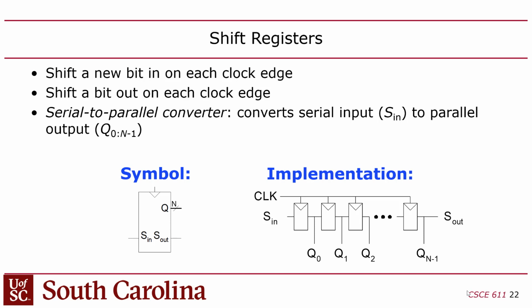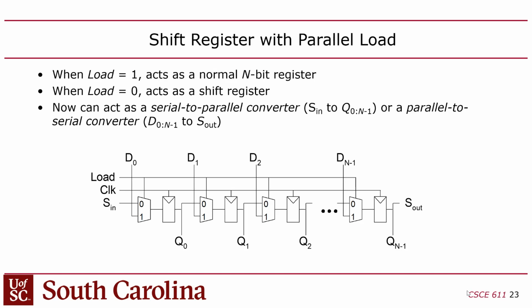But assuming that hold time is fine, then the shift register will just move data down the shift register bit for bit. In order to fully implement this, though, you've got to do some stuff like this. The shift register has to have muxes in between that allow the value to come from the previous register if the mux is set to 0. Or if you set the mux to 1, you can load it in parallel.